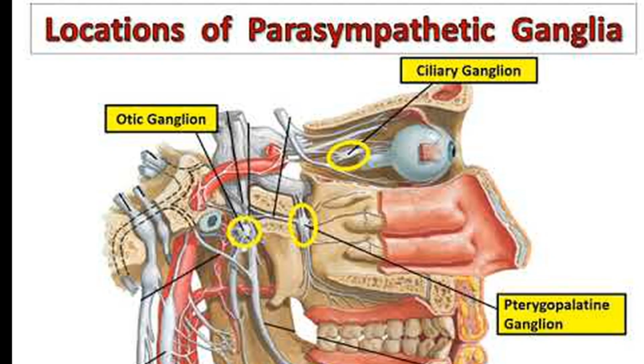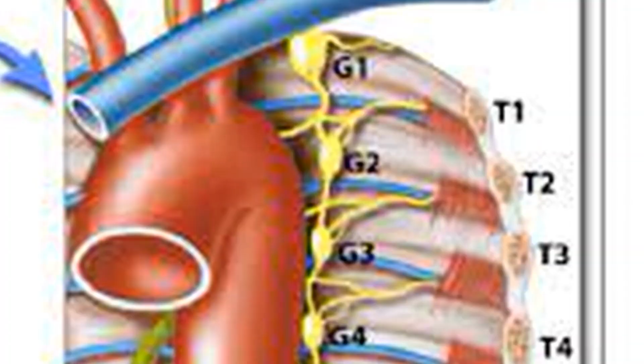The ANS is structured with synapses occurring in the autonomic ganglia. For the parasympathetic division, these ganglia are located in or near the effector organs. In contrast, the sympathetic ganglia are found in the paravertebral chain.